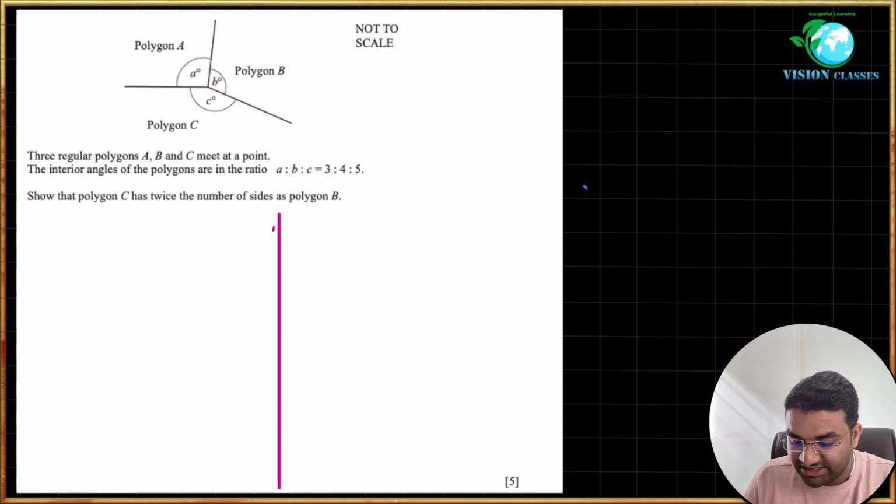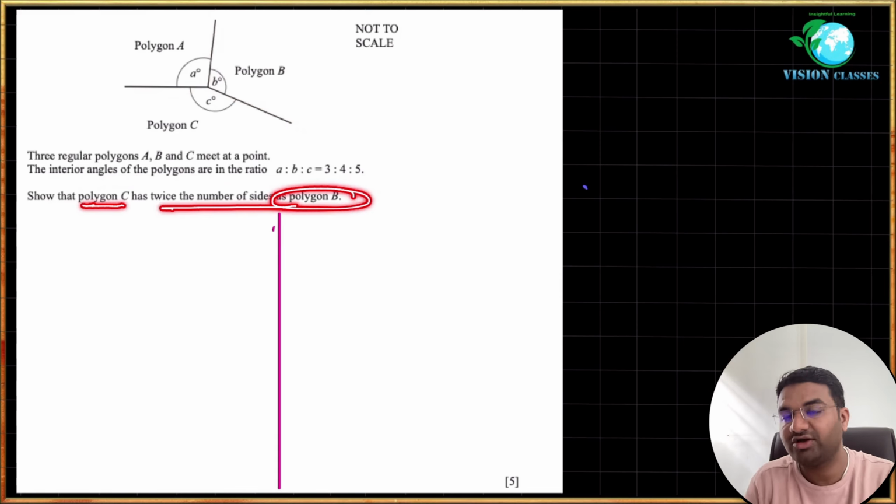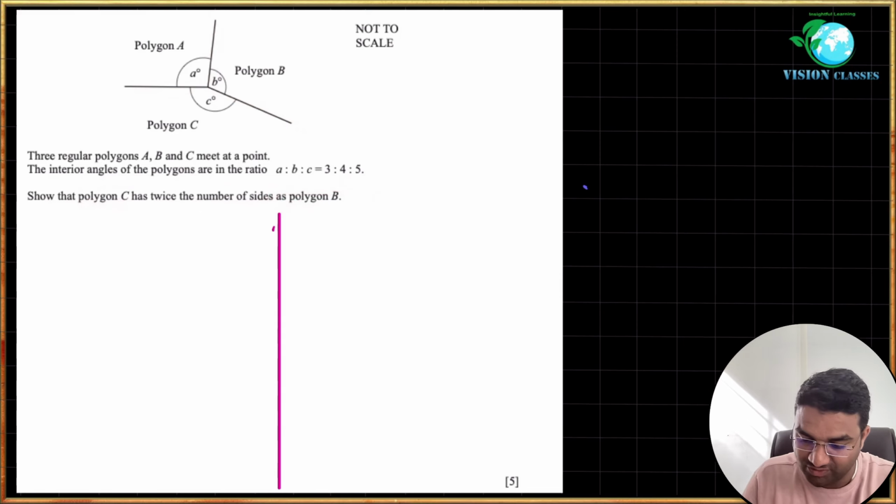Fine. So the interior angles of these polygons are in the ratio A is to B is to C, that is 3, 4, and 5. Right. So 3x, 4x, and 5x. Fine. At the point. So here, show that the Polygon C has twice the number of sides as the Polygon B. Fine. This is what we have to show.